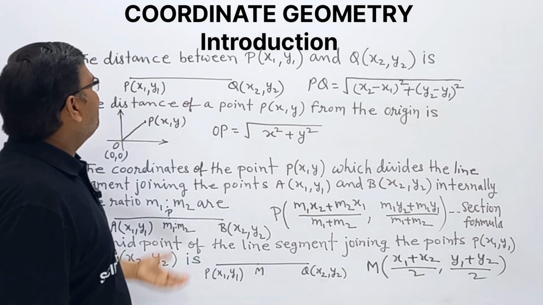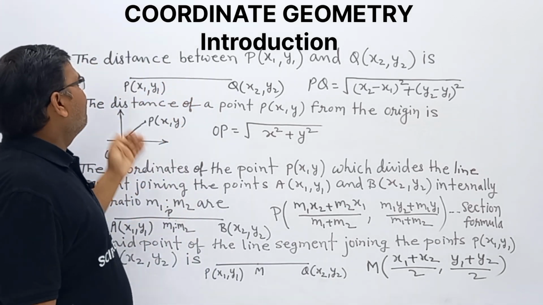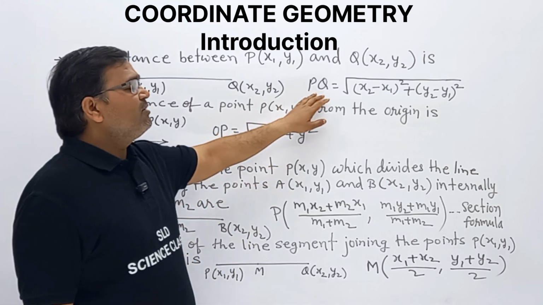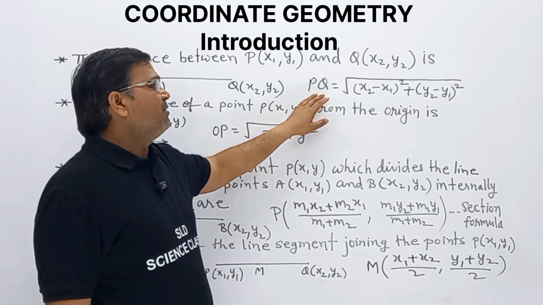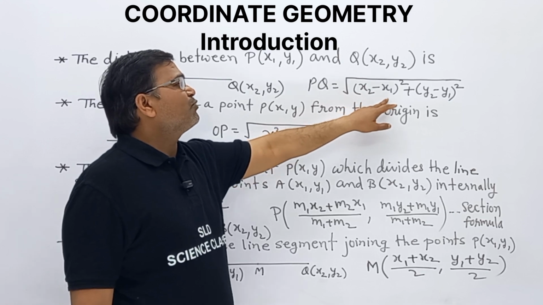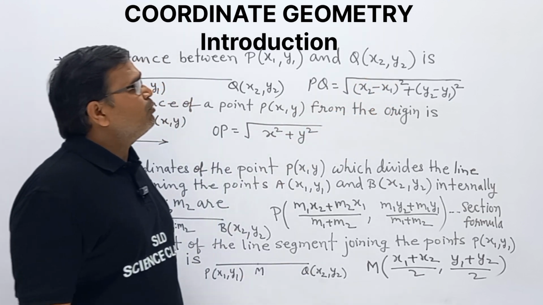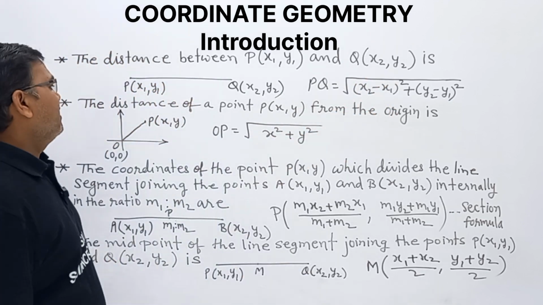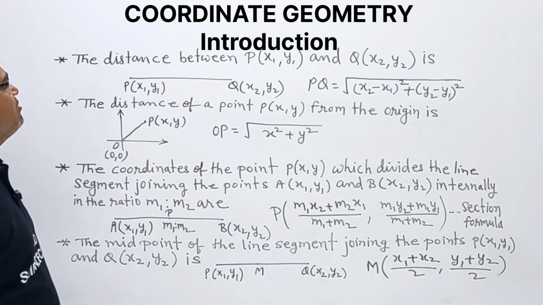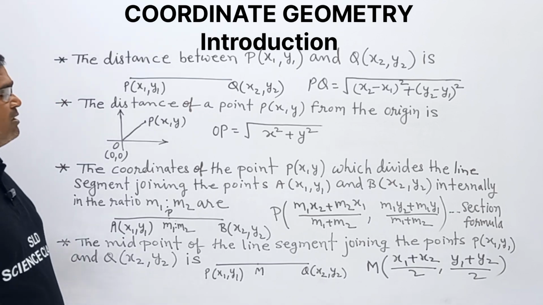Clear? Once we have 2 points and want to find the distance between them, we will use the distance formula. And the distance formula is the square root of (x2 minus x1) whole square plus (y2 minus y1) whole square. Clear?